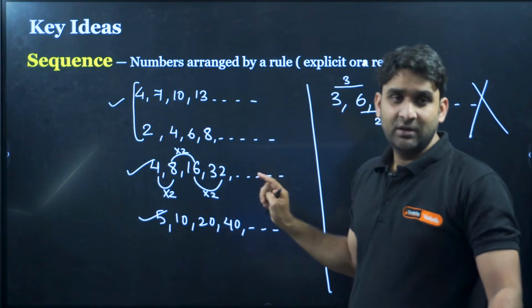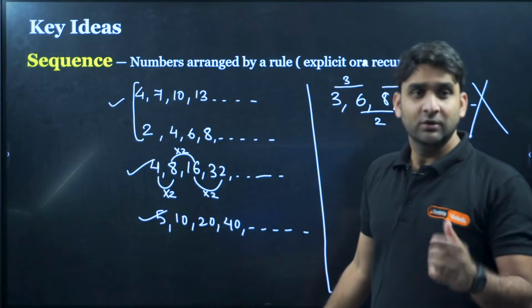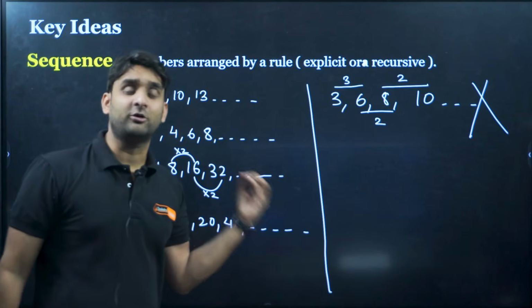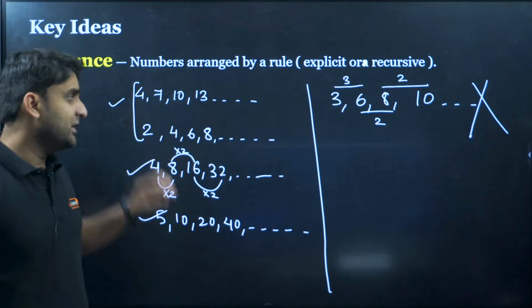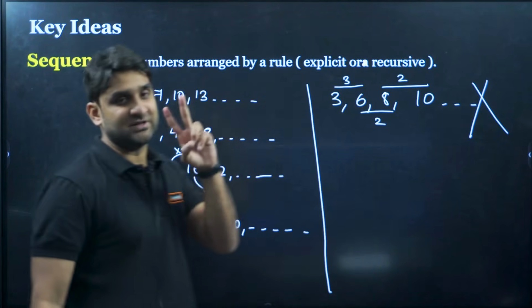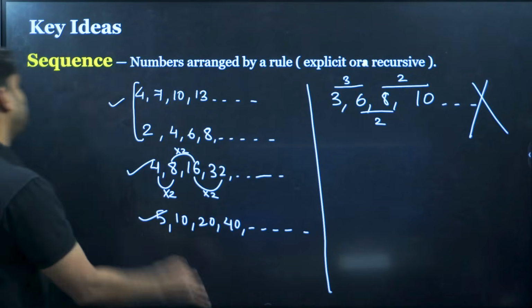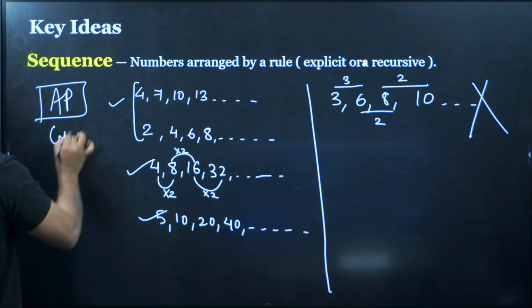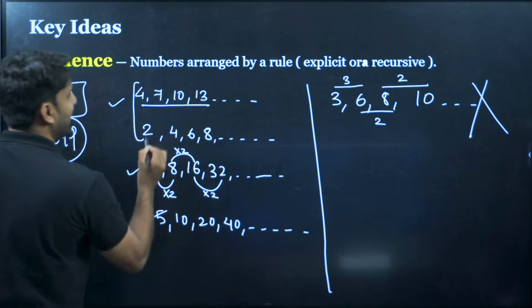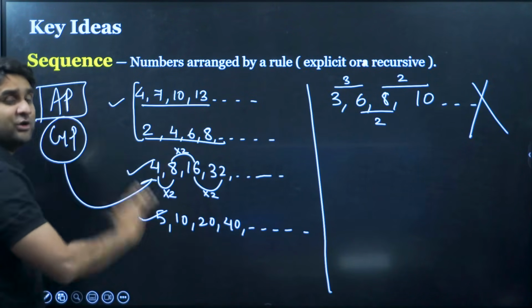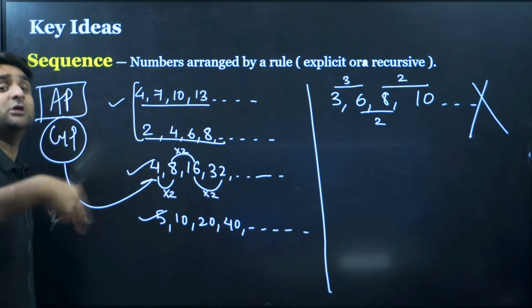Doesn't matter. If they are following some rule, such a sequence, such a pattern, such arrangements of numbers are called a sequence. Now in this chapter we are going to talk about two sequences. First is AP, arithmetic progression, in which the numbers are in an additive form, and GP, in which the numbers are in multiplicative form. Constantly the numbers will be increasing in multiplicative form.